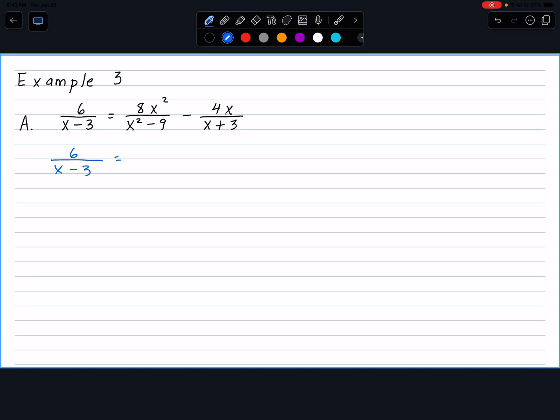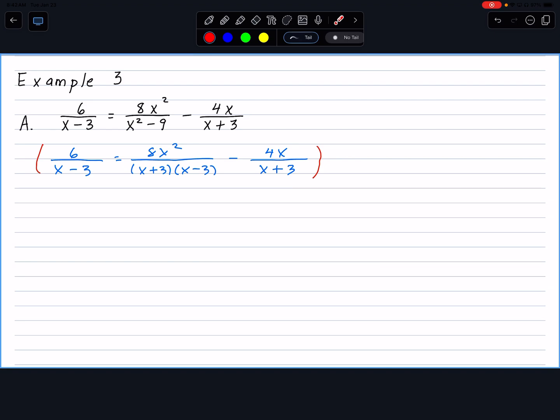Second fraction, we do have to factor that denominator, that's a difference of squares. And the third fraction looks like it is already completely factored. Okay, from there, we want to find the LCM. So let's see, we got.